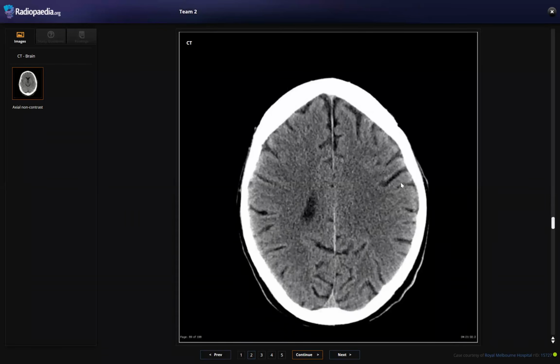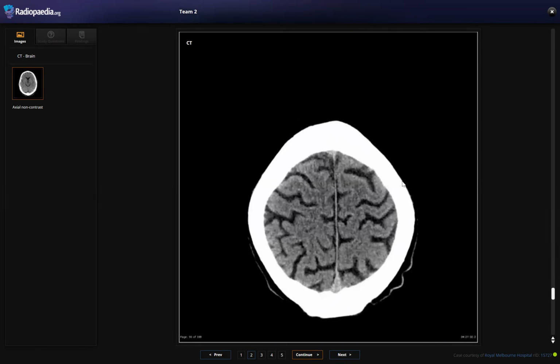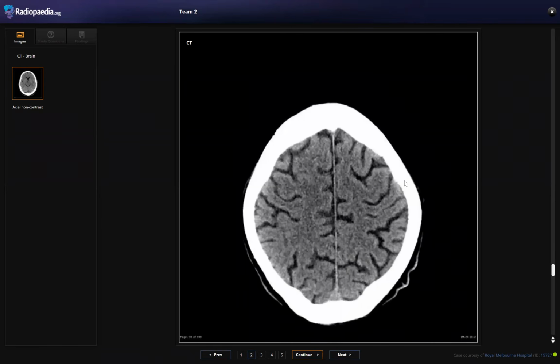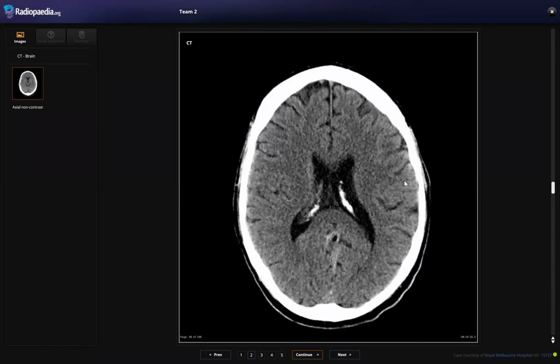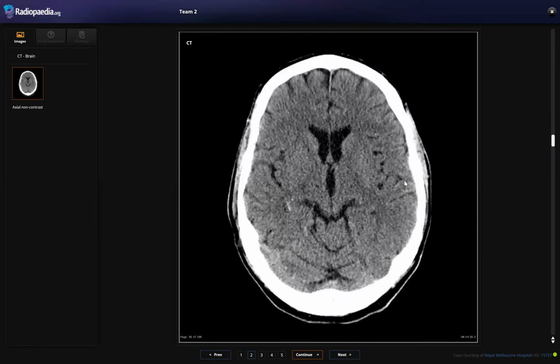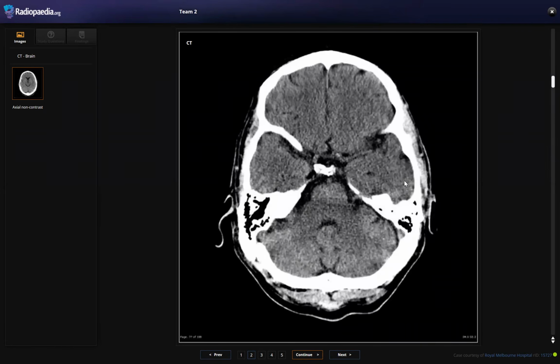In my first view, I don't see any obvious abnormality, so I will try to have a look again. So the ventricles are normal. I don't see any ventricular dilatation. I don't see any hyperdense lesion. Okay, how would you proceed further?